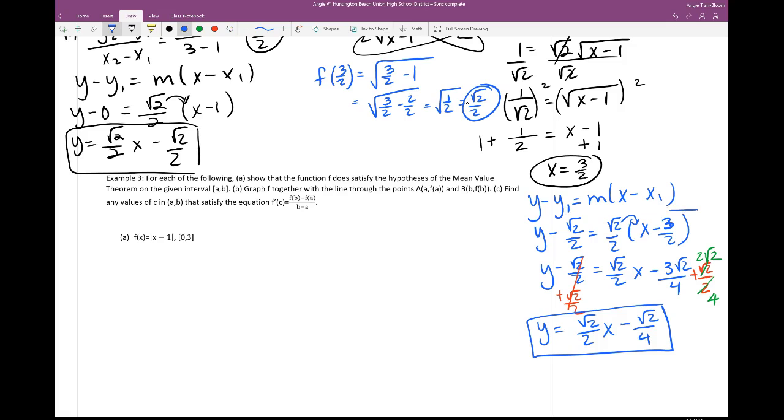You know what? I would also accept this. So your book has this as an answer. If it's an ugly radical, you can leave it in point-slope form. I'm okay with that. So that's the end of example 2.